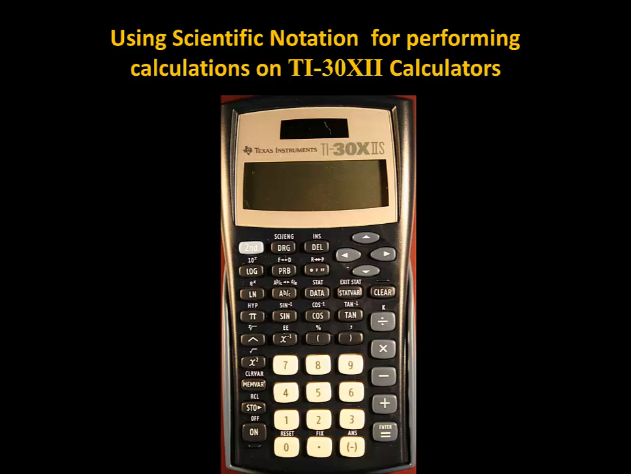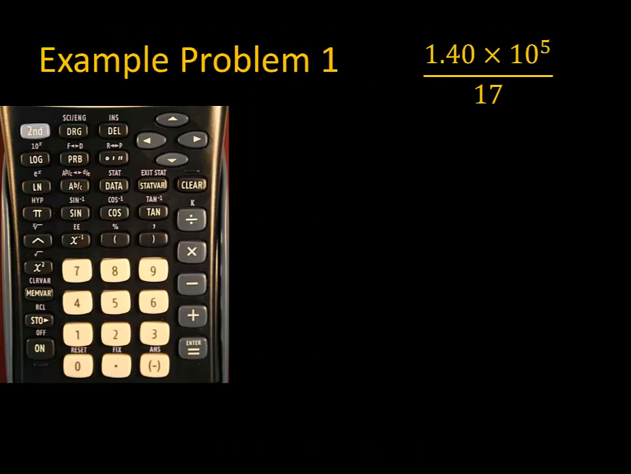This lesson will be on using the TI-30 calculator to perform calculations using scientific notation, and we'll do a few different types of calculations. A further lesson does more advanced calculations. For our first sample problem, we just want to divide 1.40 times 10 to the 5th by 17.